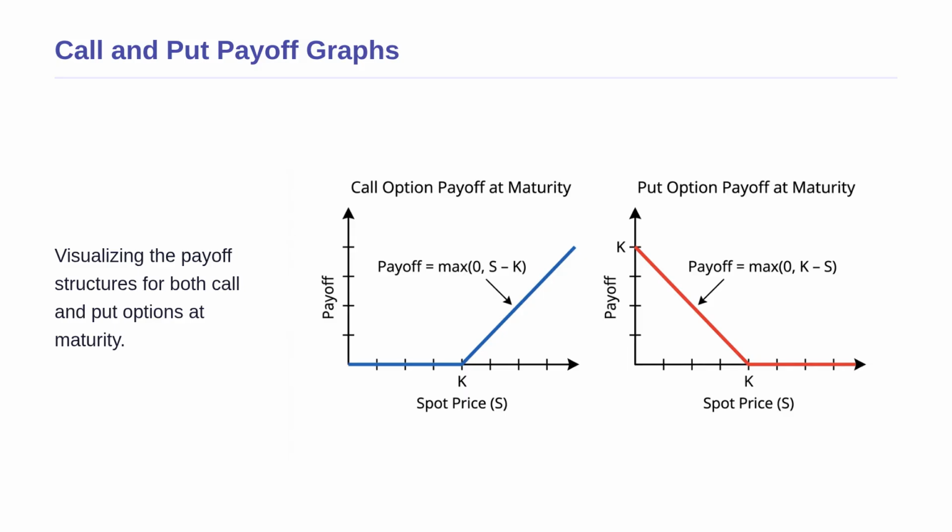Let us visualize everything we have learned by looking at these payoff graphs. On the left, we have the call option. Notice how the blue line stays flat at 0 when the spot price is below the strike price K. But once the spot price crosses K, the payoff rises steadily at a 45-degree angle. Your profit potential is theoretically unlimited. On the right, the put option is the exact mirror image. The red line shows maximum payoff when the spot price is 0, and it slopes downward until it hits K, after which it stays flat at 0. These graphs perfectly illustrate how options provide a safety net.